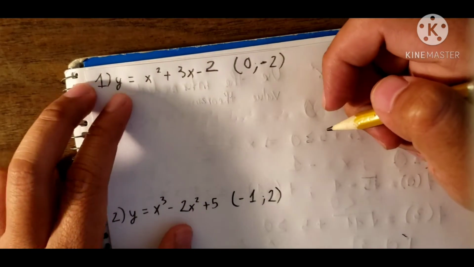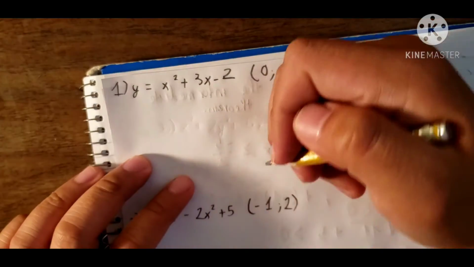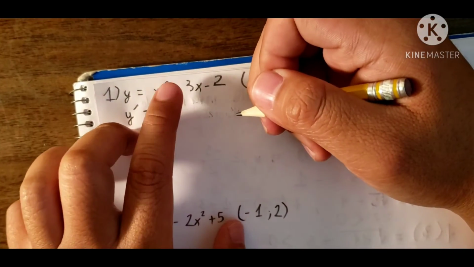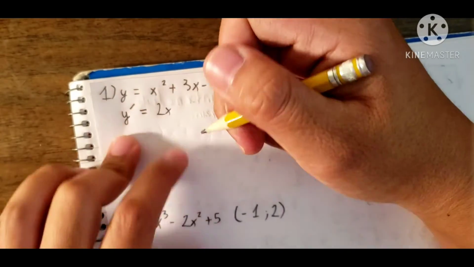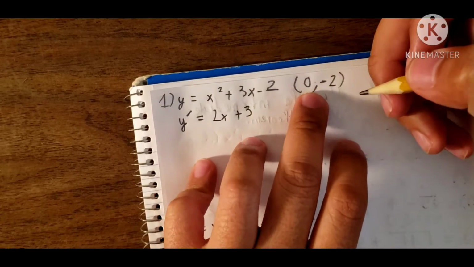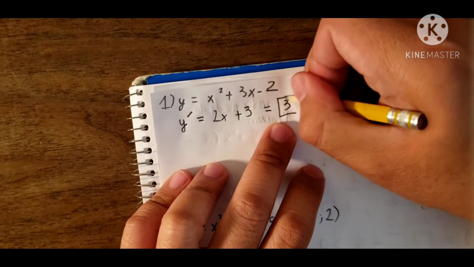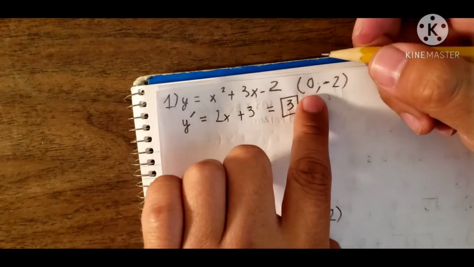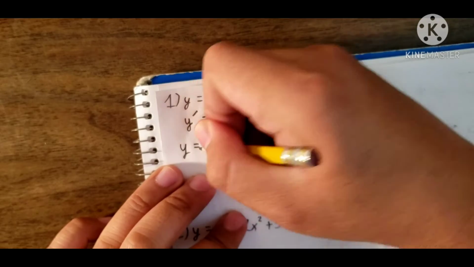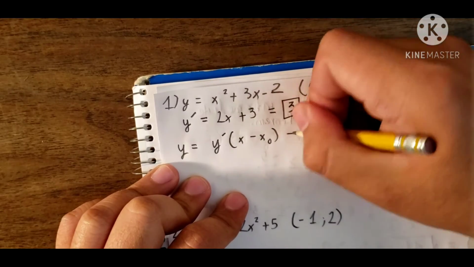Question number 1. We have y equal to x power 2 plus 3x minus 2. So the formula of the first derivative is 2x plus 3. Now as x equal to 0, you put in here, and we have this is about 3. So first derivative at x equal to 0 is 3. So the formula of the tangent line is first derivative times (x minus x0) plus y0.